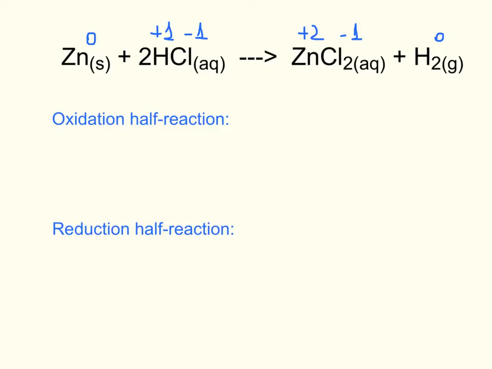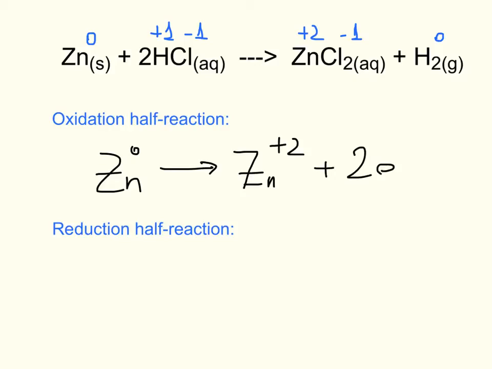So let's see who got oxidized. The oxidized element must be losing electrons, and its charge should be going up. We have zinc with the charge 0, and over here zinc has the oxidation number +2. So zinc must have been losing electrons, and it was oxidized. So let's write the oxidation half reaction for zinc. It has a new oxidation number, and we can see that 2 electrons were lost.